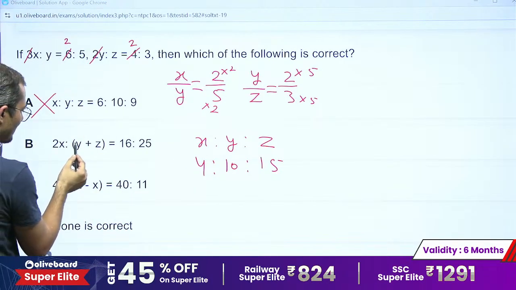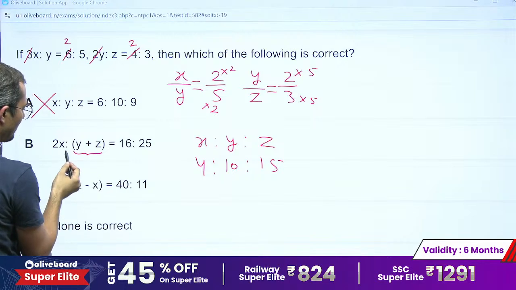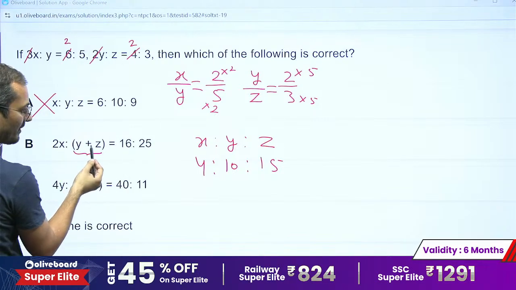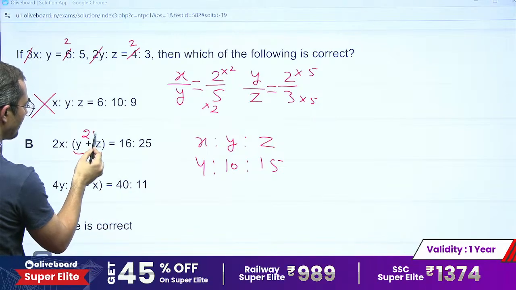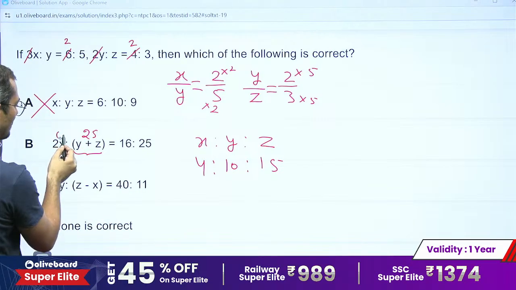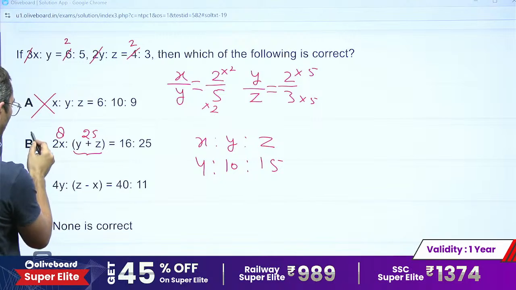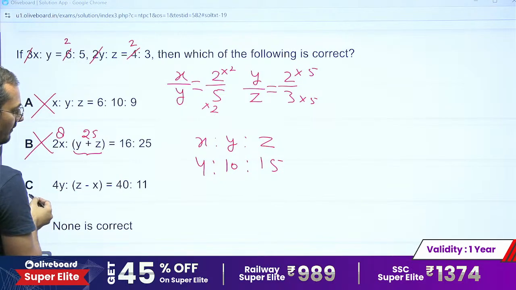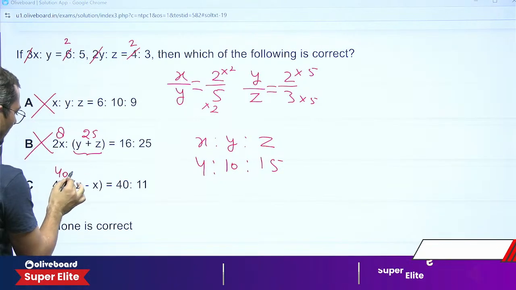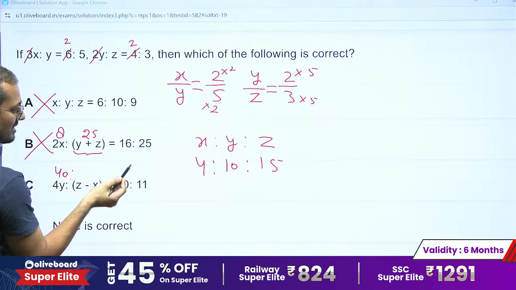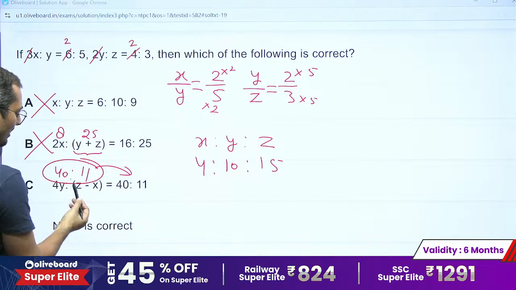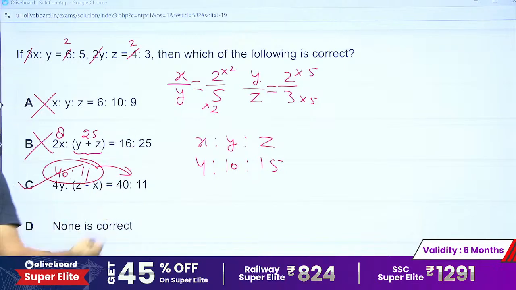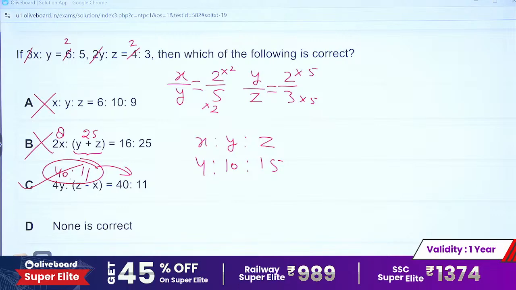See, 2x is to y plus z. So y plus z is what? Y plus z is 25, right? 25 and 2x is going to be 8, right? So not possible, not matching. Okay, 4y is 40. Z minus x is 11, right? So 40 is to 11, matching, right? Left hand side matching right hand side. So we can say that C part is the right answer. Again, very simple question. So C part is the right answer.